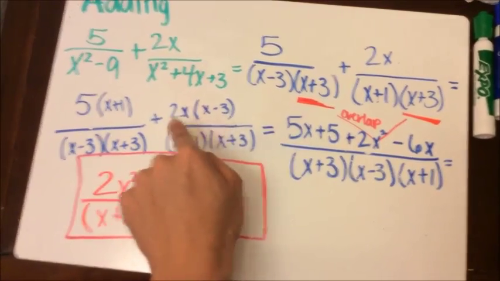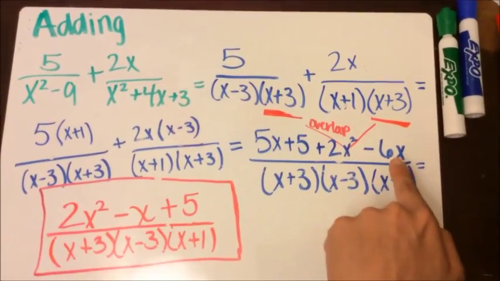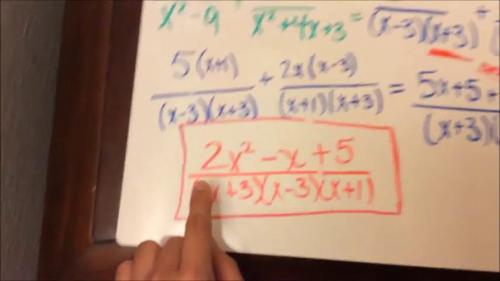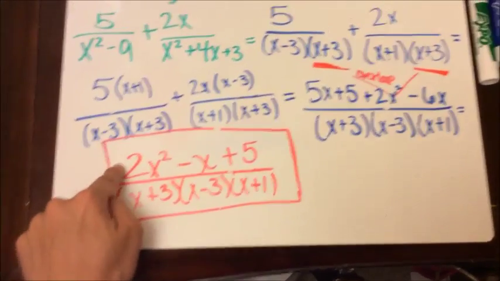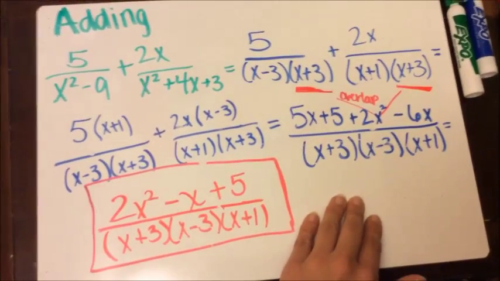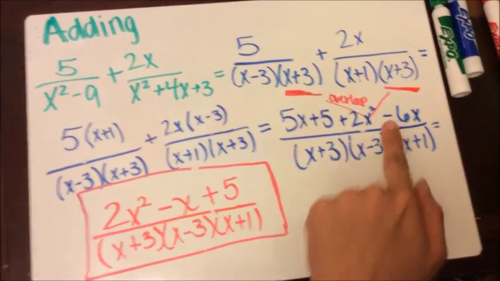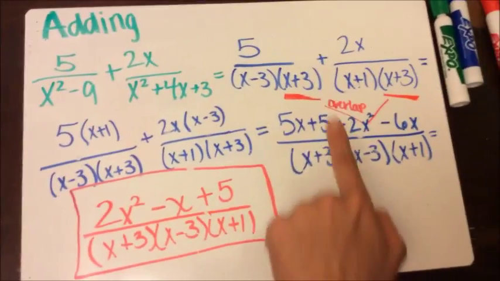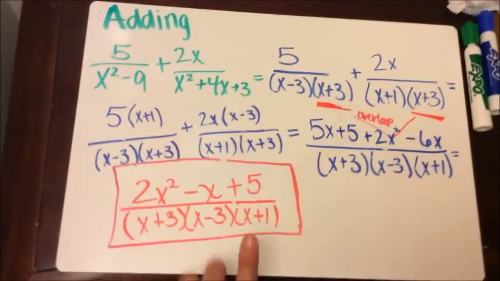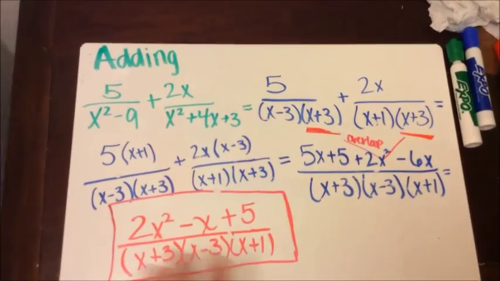2x times x is 2x squared, and 2x times negative 3 is negative 6x. After that, we can combine like terms, and that gives us our answer. 2x squared, because there's no other term with an x squared, minus x, because 5x minus 6x is negative 1x, and a 5, with all the denominators in the bottom. And the x plus 3 is just written once because we do not want to write it more than once.